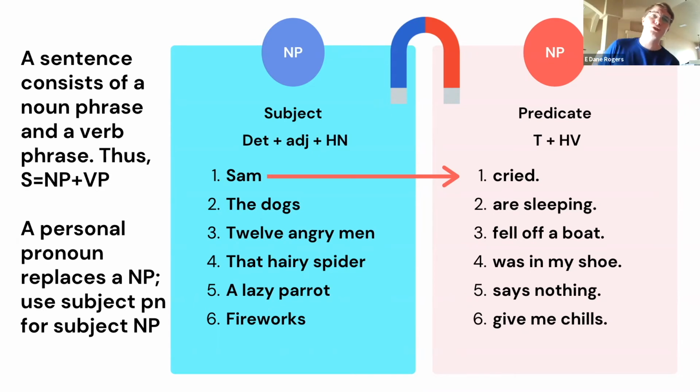So let's try with Sam. Let's see how many of these predicates Sam can work with. So starting with Sam cried. How about Sam are sleeping? Does that work? No, because it's a plural. Exactly, it's a plural. Sam fell off the boat, a boat. No, because it's a present without S. This one works actually. Sam fell off a boat.